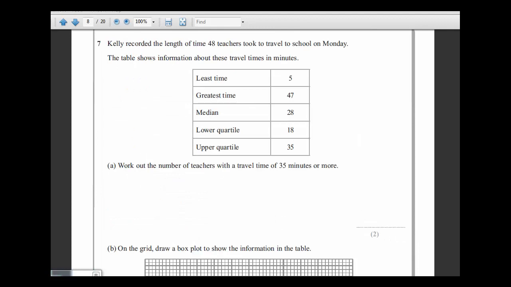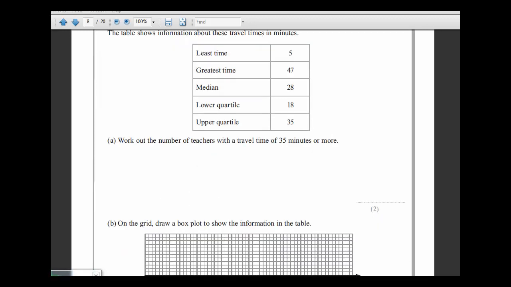Question 7. Okay, we want to work out the number of teachers who had a travel time of 35 minutes or more. Well, the upper quartile was 35. This means that a quarter of the teachers travelled for more than 35 minutes. So a quarter of 48 is just 12. 12 teachers.